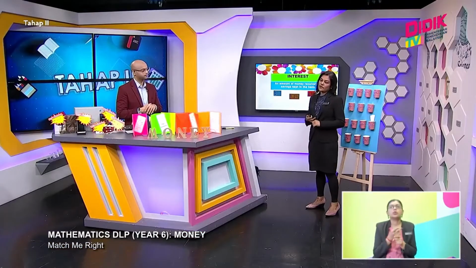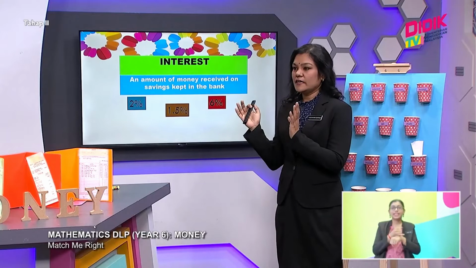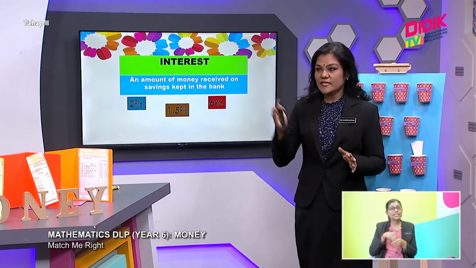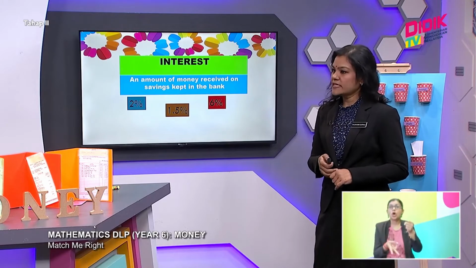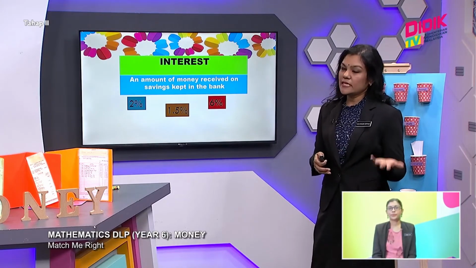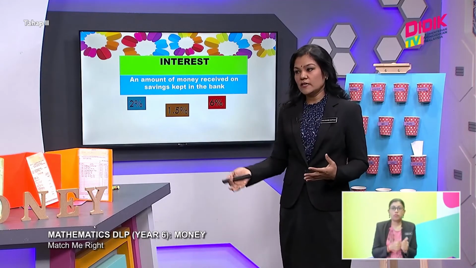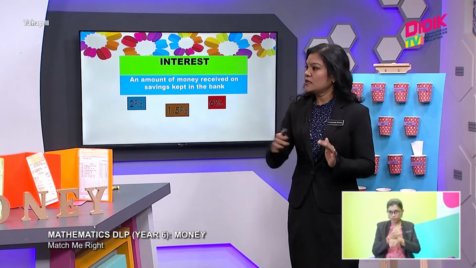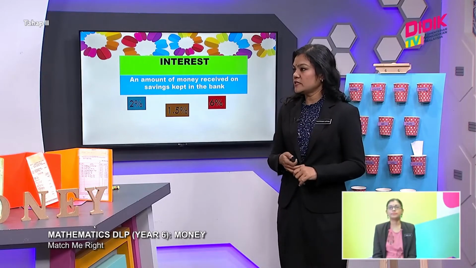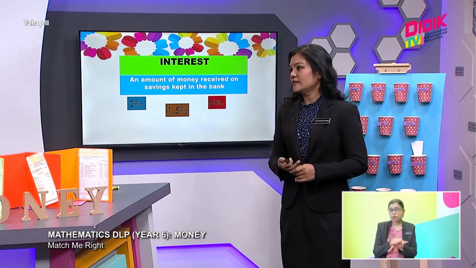Kids out there, you should remember that in year 5 you have learned about saving and investment. Under savings comes the interest. So it is an amount of money received on savings kept in the bank. It could be 2%, 1.5%, 6% and more than that, could be 10% also. It depends on the capital that you save in the particular banks. If your amount is big, you will get the higher interest.